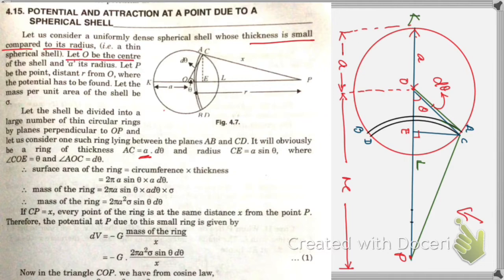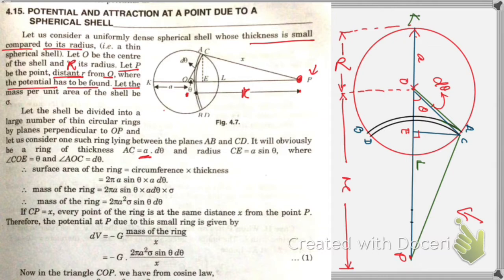So let O be the center of the spherical shell, and small a is its radius as written, so let us replace this small a by capital R. Let me write it as capital R. In the diagram also, let me make it capital R. Okay, and let P be a point at a distance r from the center O where the potential has to be found. So this is the point P here, which is at a distance of r from the center O. At this point we need to find the potential, right?